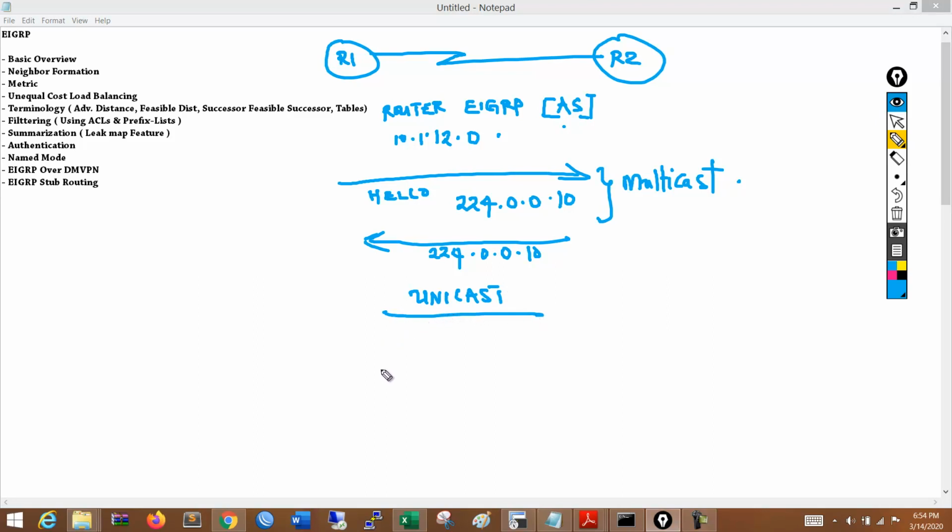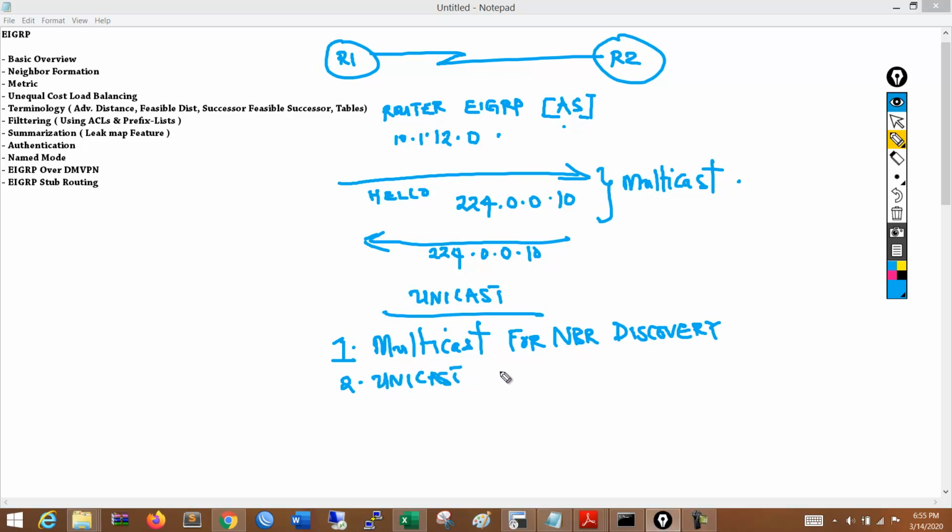So for EIGRP neighbor formation, what are the key steps? 1, multicast is used for neighbor discovery, and 2, unicast is used for route exchange. So that is how EIGRP will form a neighbor.